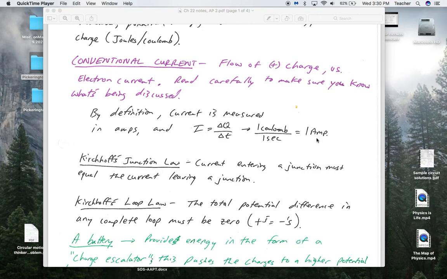So by definition, current is measured in amps. So delta Q over delta T, charge per unit time. 1 coulomb per 1 second is 1 amp of current.